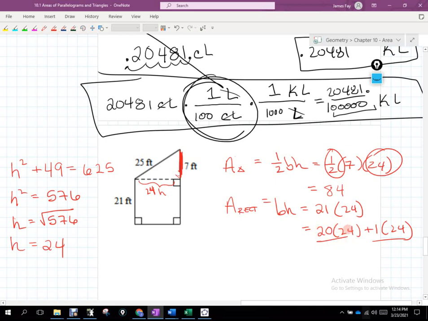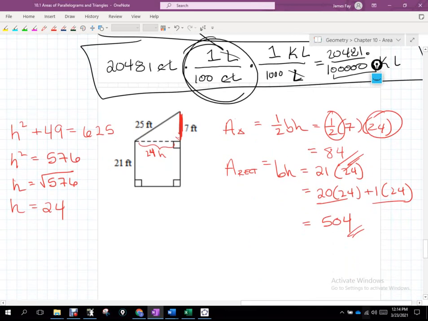What's 2 times 24? 48, right? So this is 480. And what do I get if I take 480 and add 24 to it? 504, right? So now what am I going to get when I add these two things together? That one and that one. 588. And what's my unit? Feet squared.